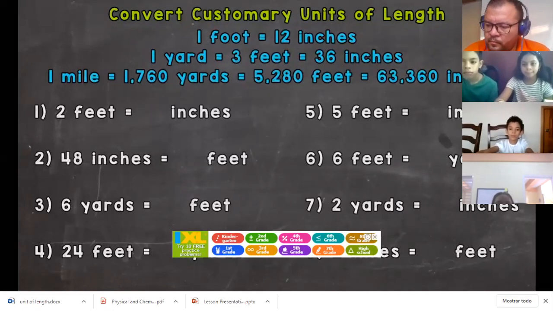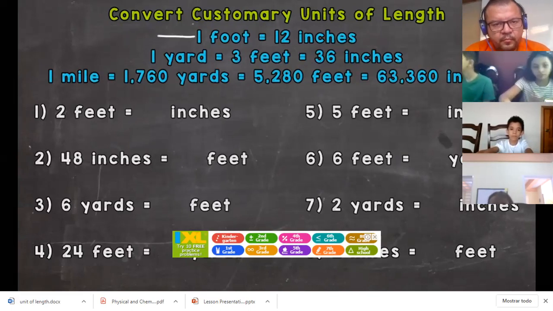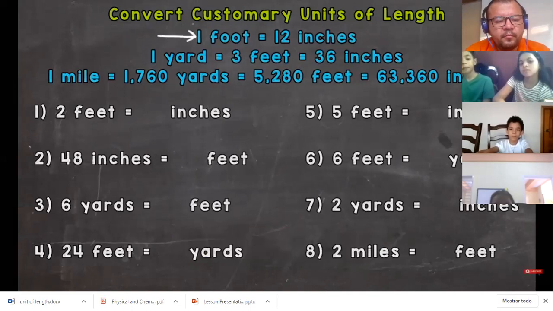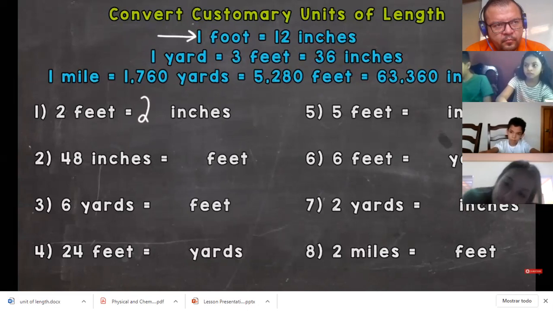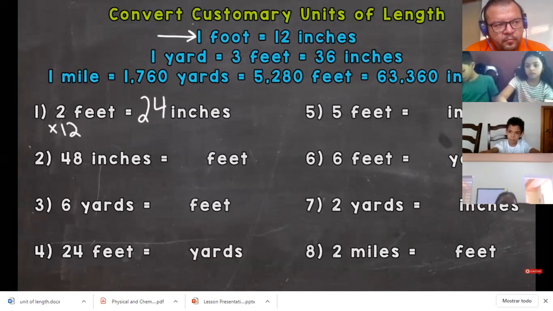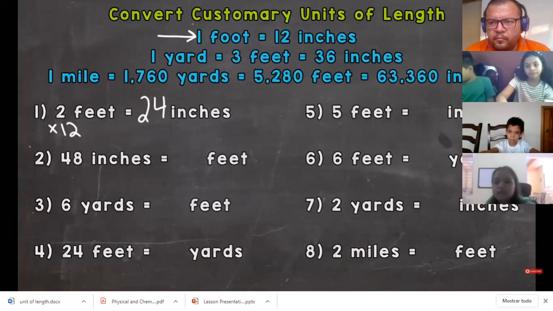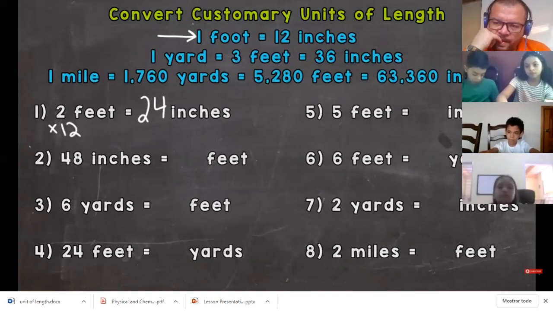So let's take a look at number 1, 2 feet, how many inches? Well, we know that 1 foot equals 12 inches, right? Think of a ruler. A ruler is 12 inches. So if you have 2 of those, we would have 24 inches. We need to do 2 feet times 12, right? We have 2 groups of 12 inches, which would give us 24 inches.